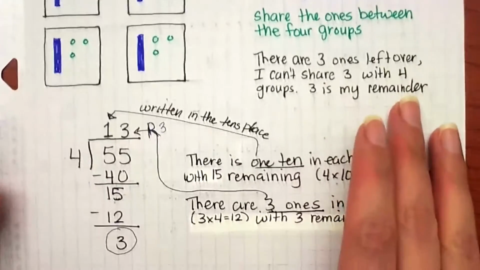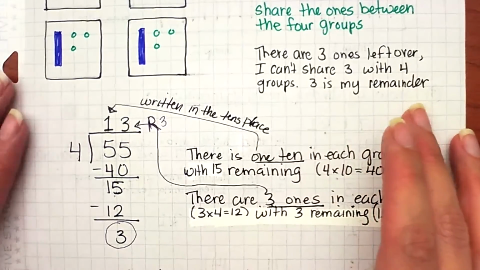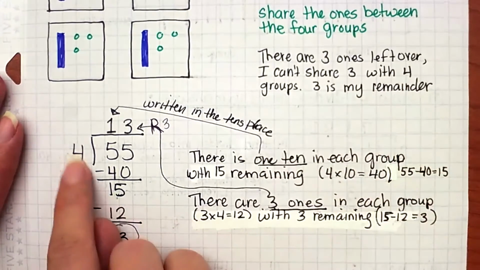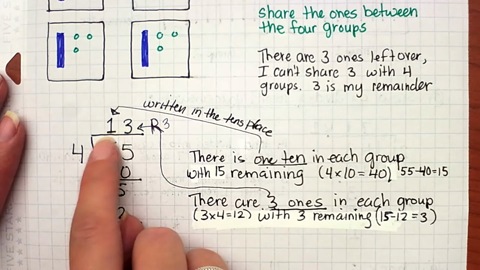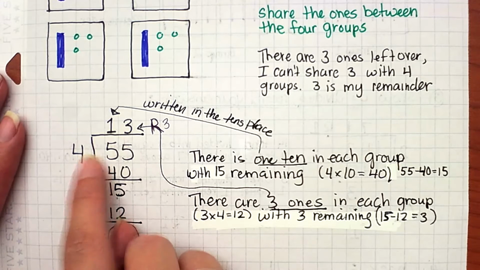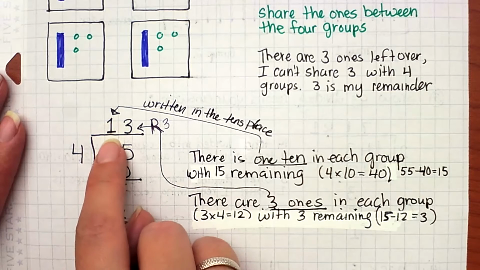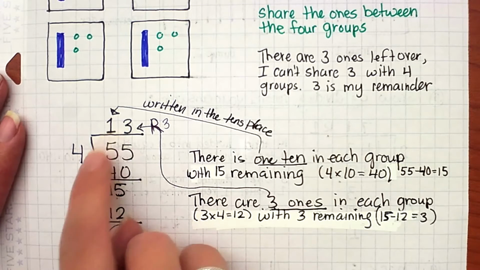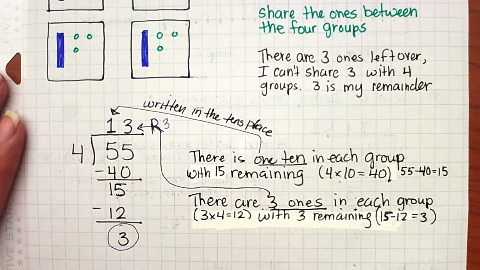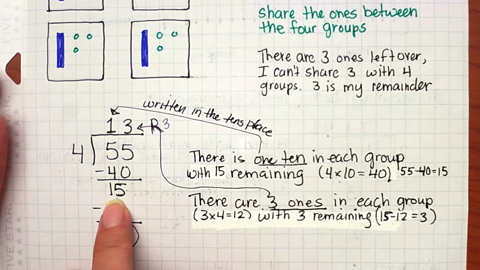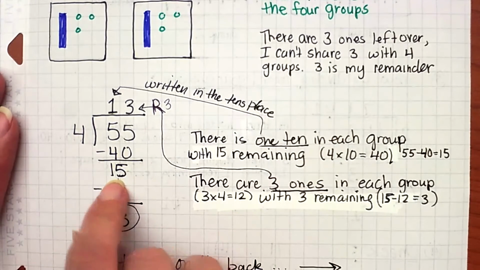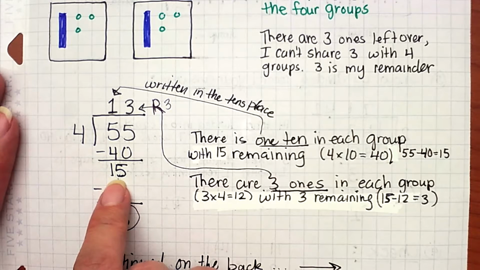Now let's take a look at how we stack and divide this. So how many 4s are in 50? Well, I know there's at least one group of 10 groups of 4 in 50. So I'm going to put the one group of 10 on top of the tens place. 4 times 10 is 40. I'm going to subtract those from each other, and I'm going to be left with 15. Then I have to think, how many groups of 4 are in 15?